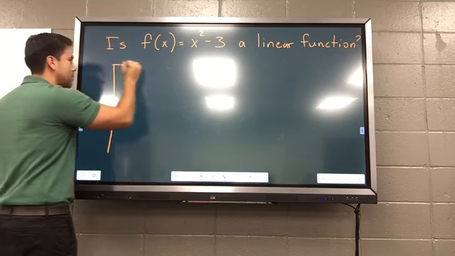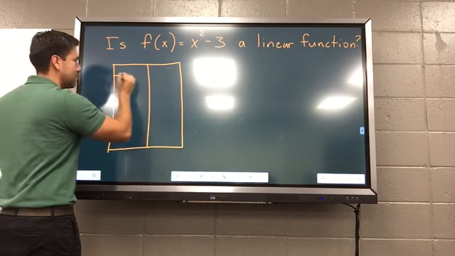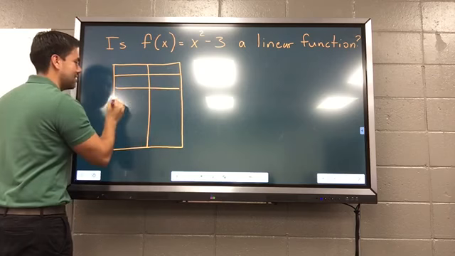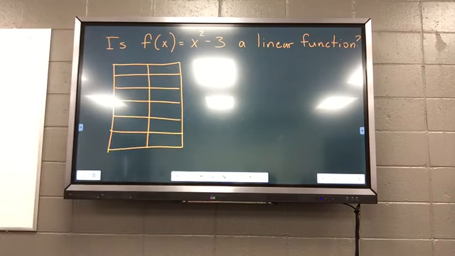Did they give me a table? No. Can you figure out a table? Yeah. 1, 2, 3, 4, 5. You have 2 or 3 problems on your homework with this. You can do it.